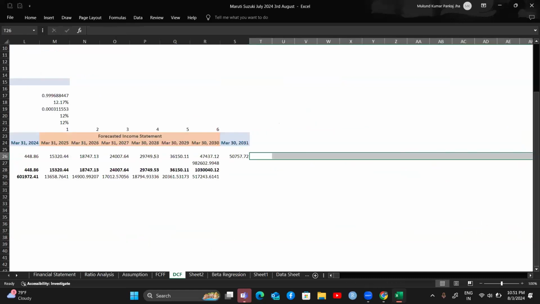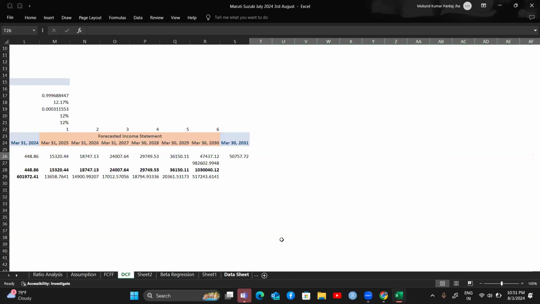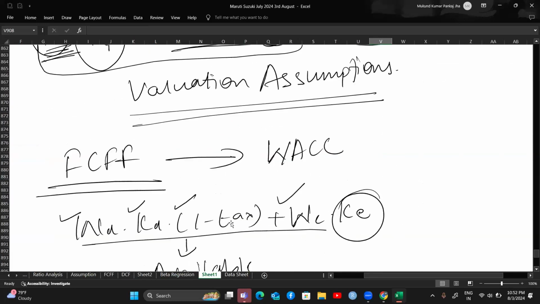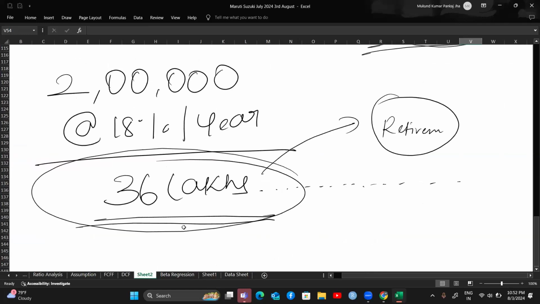Okay, based on the similar concept of A by I, annuity divided by interest rate, that we covered over here somewhere, based on the terminal year.